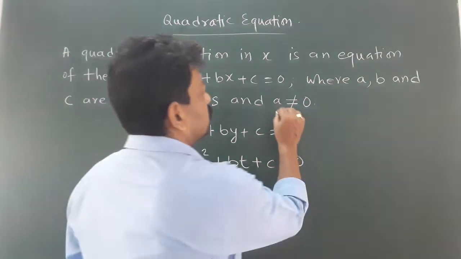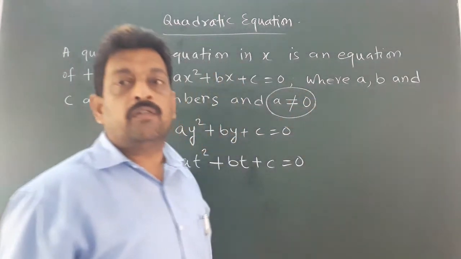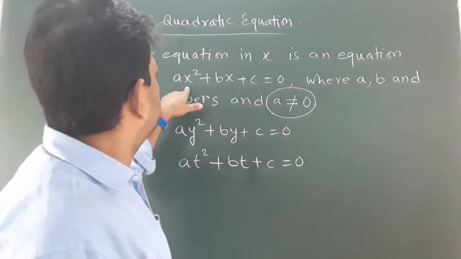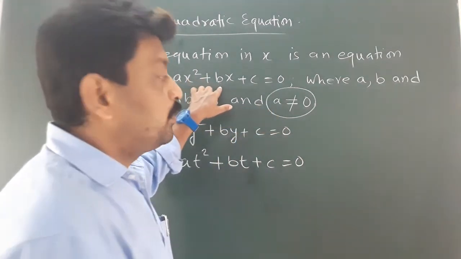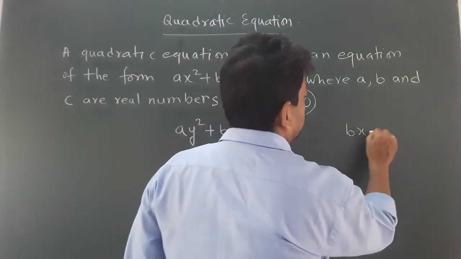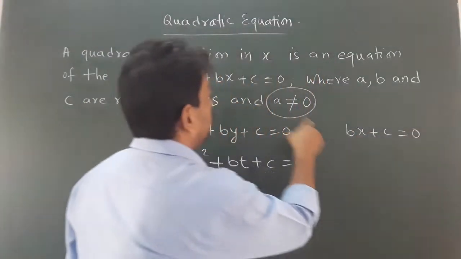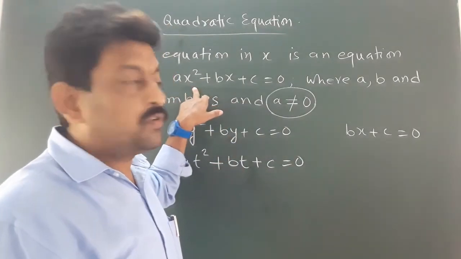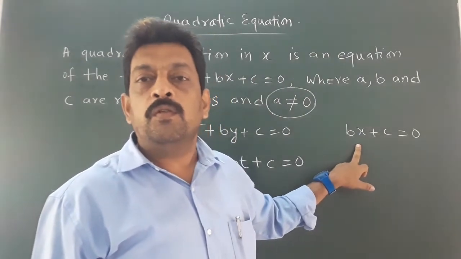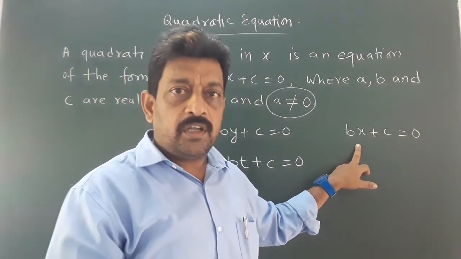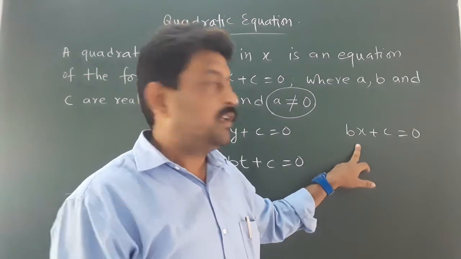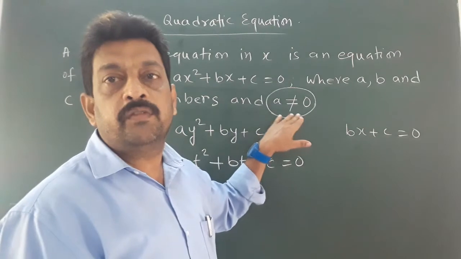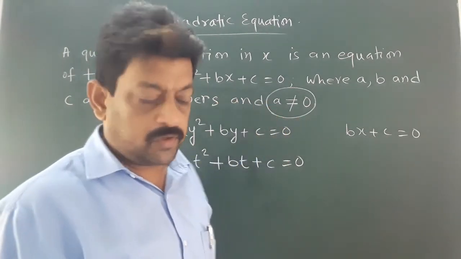Now why is it said that a ≠ 0? It is very clear that if we put a = 0, then this standard form will become bx + c = 0, because a is 0. So if a is 0, then this will no longer remain a quadratic equation. Instead, it will become a linear equation in x. So that is why a can never be equal to 0. Understood? Okay.